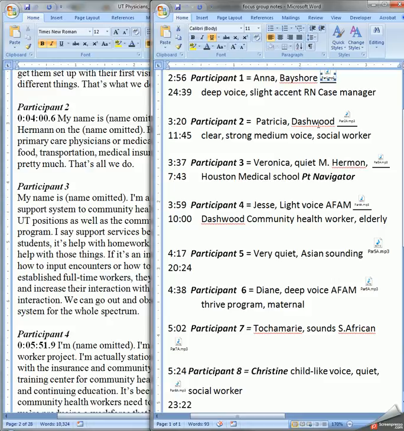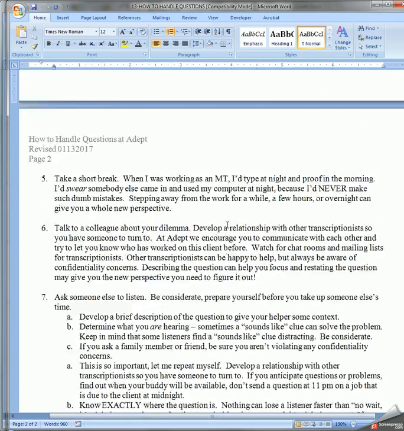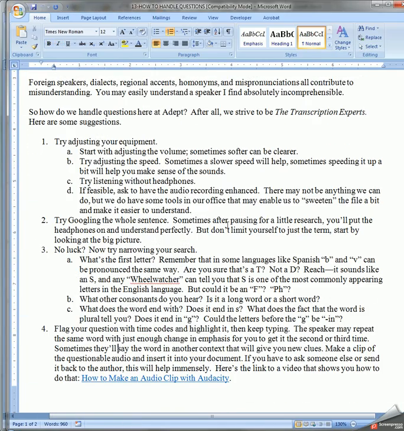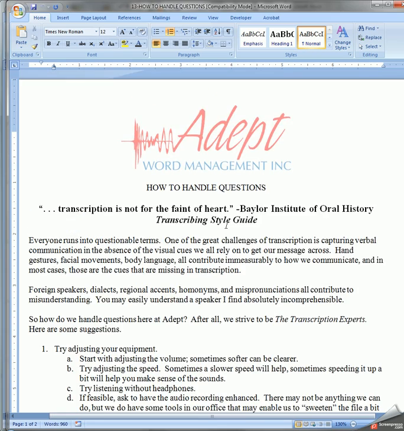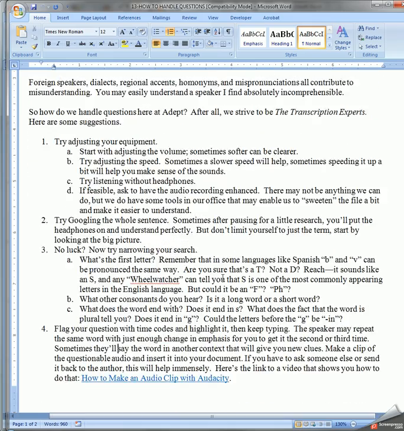Now this helps most of the time, but there are some times when it's still really difficult. So on those points, Beth has a file about how to handle questions. Some of these tips will also be helpful. This is called How to Handle Questions. So some of these tips are also helpful for identifying speakers.